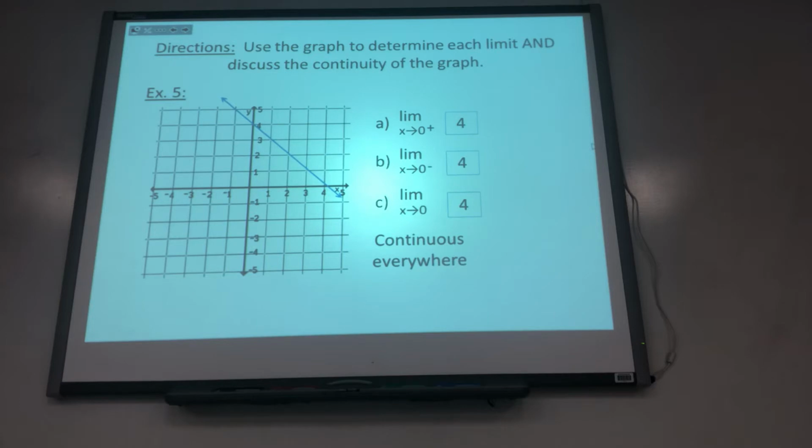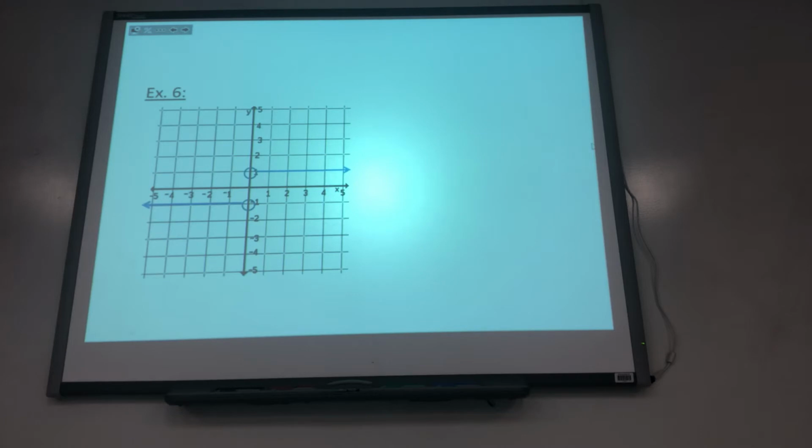Okie doke. I'll keep going here. You have the graph for number 6 already, but I'll give you the parts here. They should probably be about the same. Part A, we want to find the limit as x approaches 0 from the right. This is a very common graph when we're dealing with one-sided limits because there's like 2 different things going on.